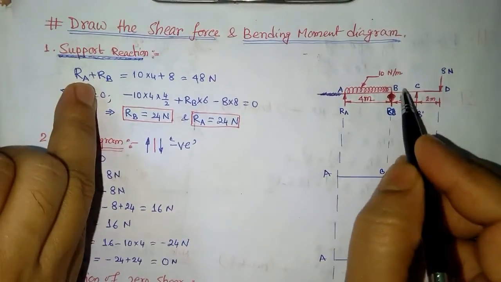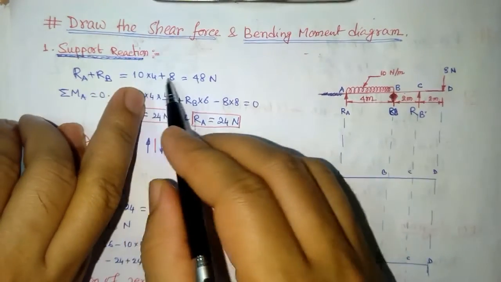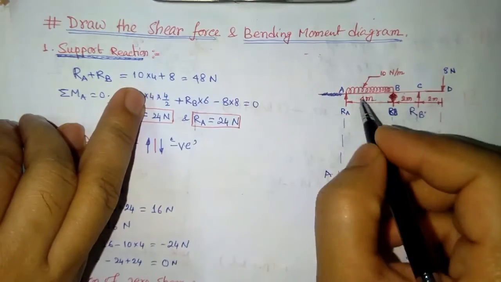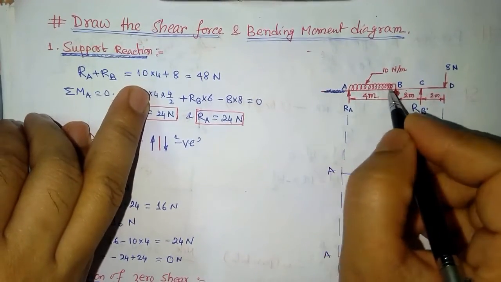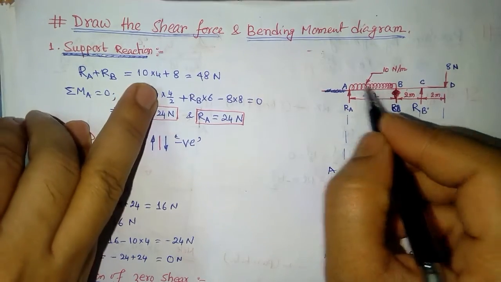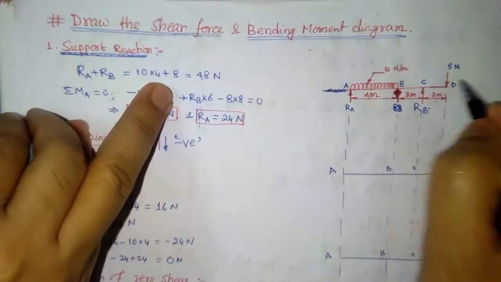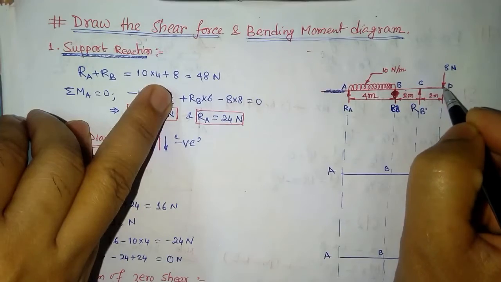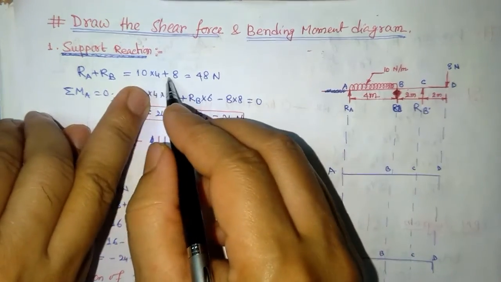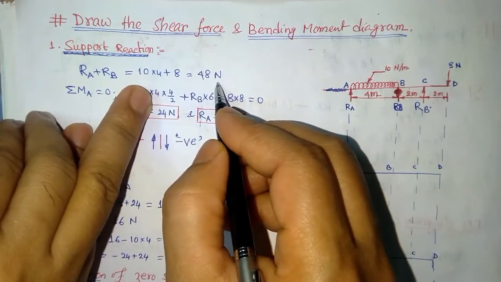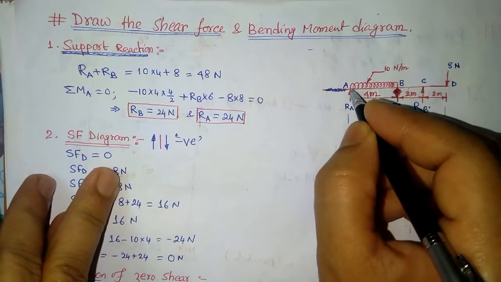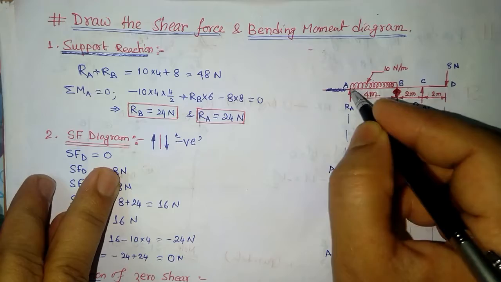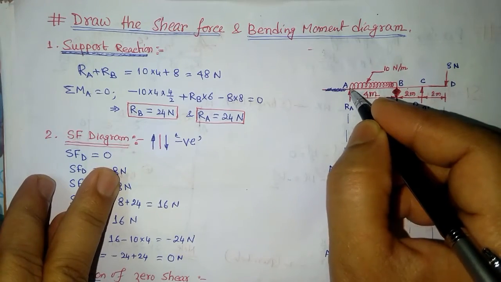So upward force should be equal to the downward force. The downward force is the UDL, that is 10 into the total length, 10 into 4, plus the point load acting at point D, so 8. So 10 into 4 plus 8, that is 48 Newton. Now for finding the reaction, we have to take moment at any point. Suppose you take about the point A.